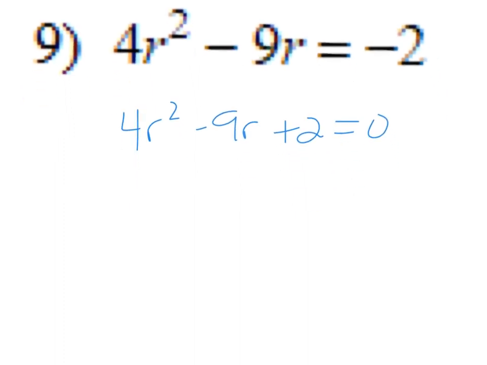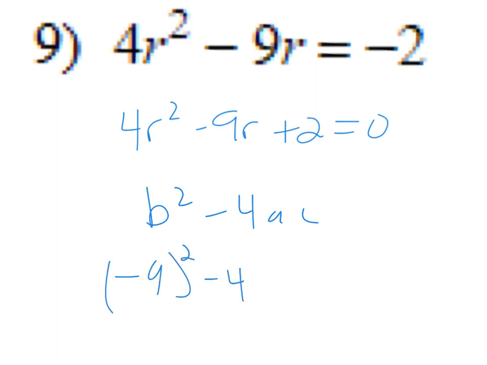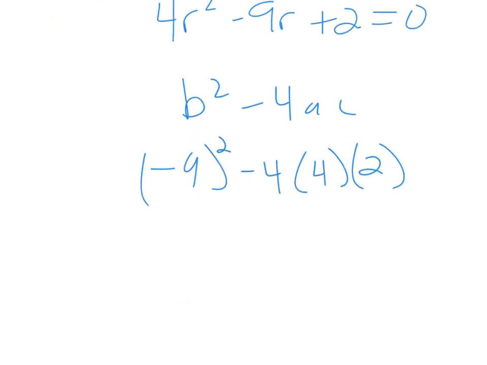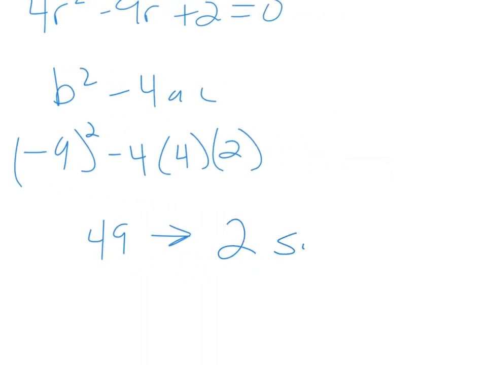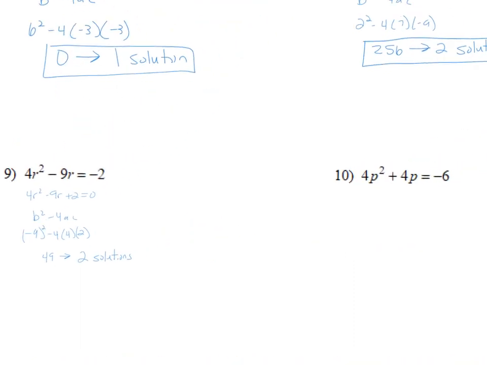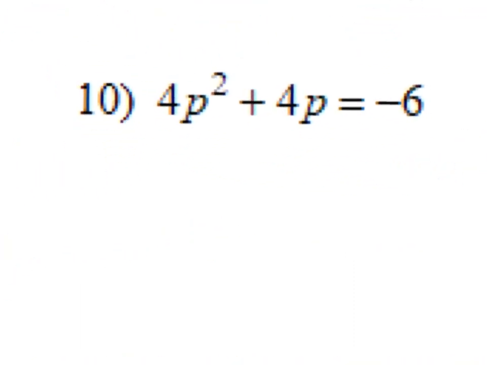Now again, I'm using b squared minus 4ac, so I have negative 9 squared. Again, note it's in parentheses because it's a negative. Minus 4 times a, which is 4, and c is 2. So now I'm going to go ahead and type in my calculator here. And I end up with 49. Again, since this is a positive inside that square root, that's going to give you 2 solutions.